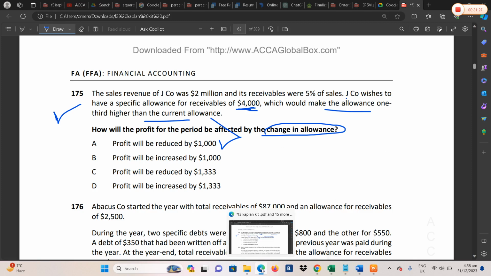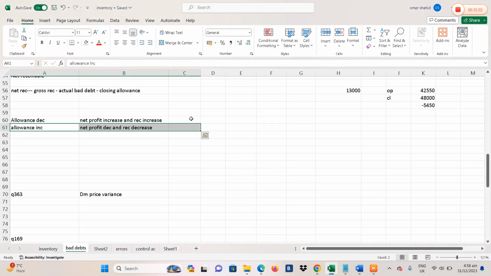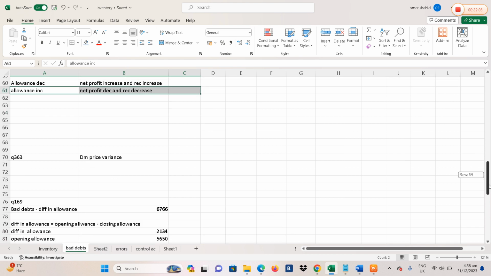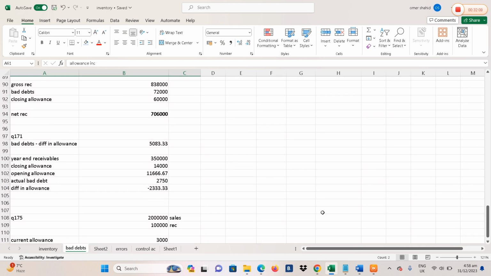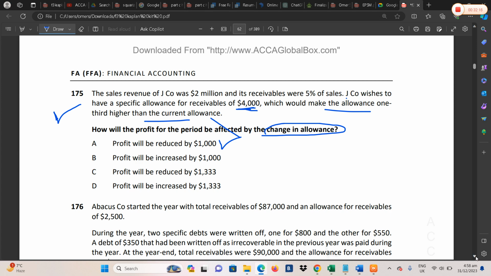Okay. So why did we calculate our current allowance as 3,000? Why did we multiply 4,000 with 3 by 4? The reason is that in the question they stated that 4,000 would make the allowance one third higher than the current allowance. This means 4,000 is our 3 by 4 of the current allowance. And this is the reason that we multiplied 4,000 with 3 by 4 and we got the current allowance as 3,000. So our answer is A for 175. Hope this is clear to all of you.